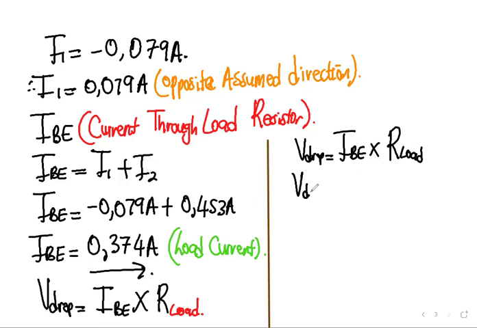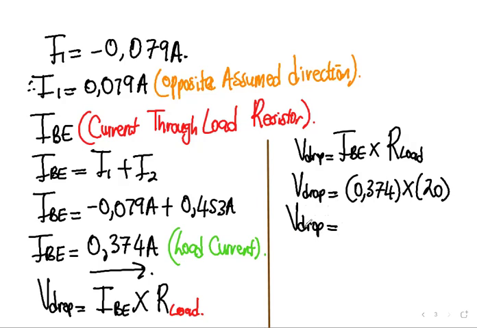So our voltage drop that they are looking for is equal to the current at BE, we got 0.374, multiplied by our load resistor, which is 20 ohms on the circuit. Then V drop, the voltage drop, is equal to, when you multiply 0.374 times 20, 7.48. So it's going to be 7.48 volts, because that represents our voltage drop.